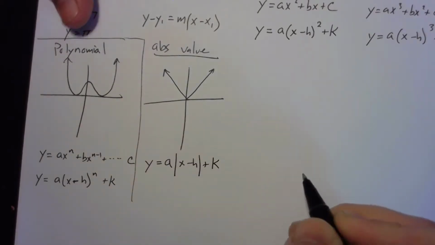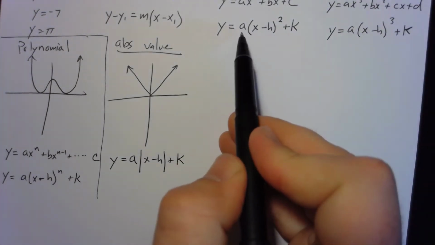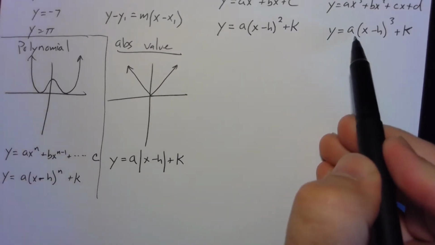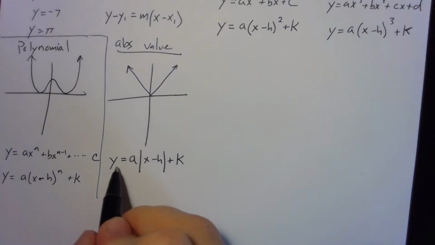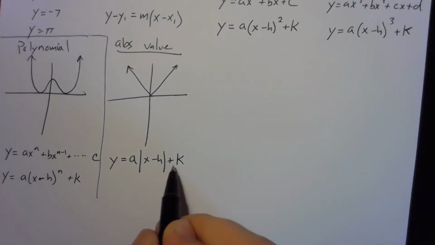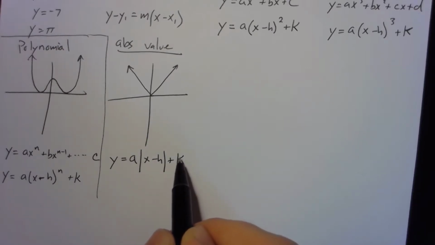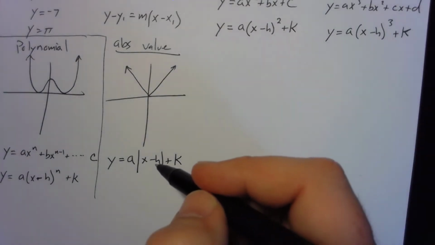Now, hopefully at this point you're starting to see a pattern here. y equals some value a times (x minus h) squared plus k, y equals some value a times (x minus h) to the power of 3 plus k, and then y equals a, absolute value of x minus h, plus k. You'll notice that we have a function around x minus h, where a, h, and k are all very specific numbers, and there's squared, cubic, absolute value.